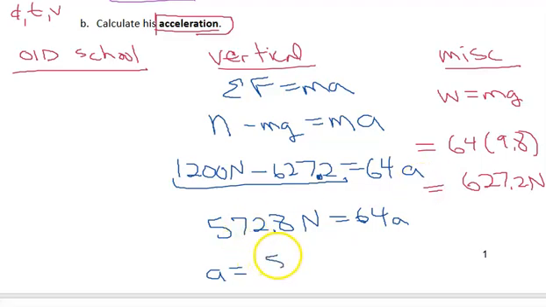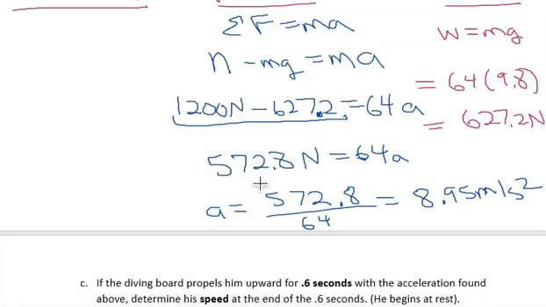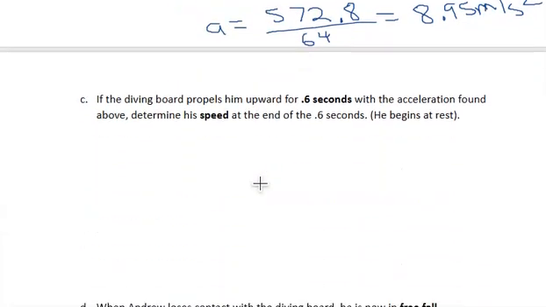So his acceleration is going to be basically 573 newtons divided by 64 kilograms, which is 8.95 meters per second squared. Okay, awesome. That is his acceleration. And again, it's positive because the diving board's force is bigger than his weight.